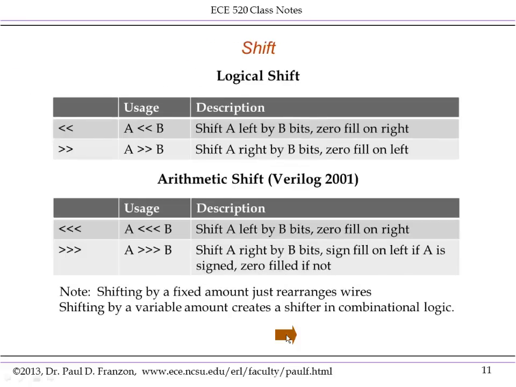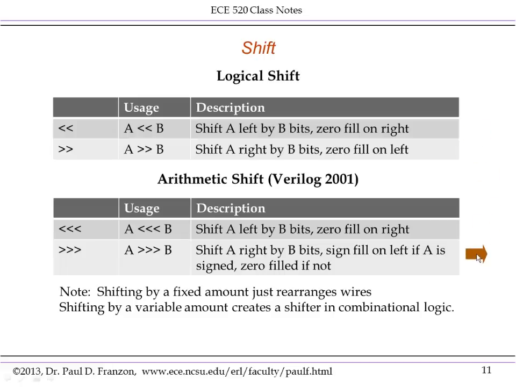Logical shift is also very handy. 2 greater thans or 2 less thans take a vector and shift it left or right by the specified number of bits, which can be a variable, and 0 fills on the left and right.